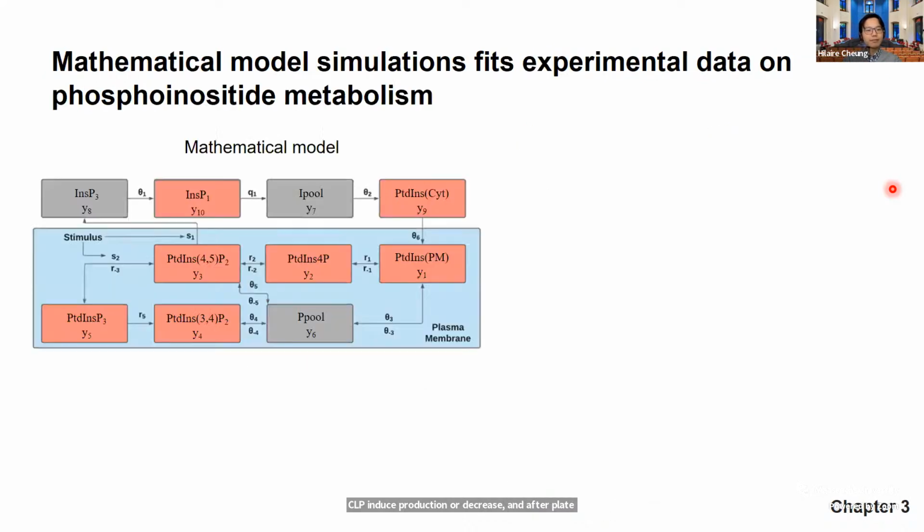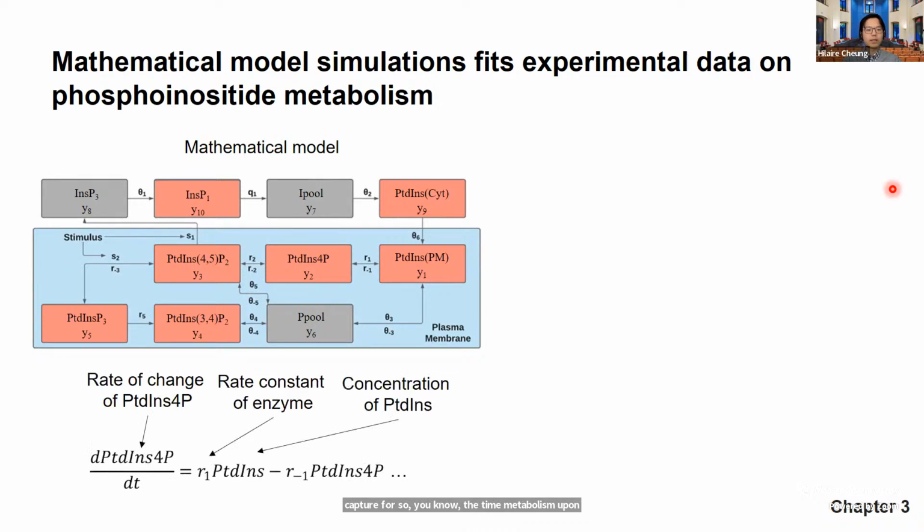Afterwards, we have developed a mathematical model to capture phosphoinositide metabolism upon CRP activation in GP6-induced platelet activation. In brief, each species in the model is represented by mathematical equations. For example, as seen here, the rate of change of phosphoinositide PI4P equals the rate constant of the conversion enzyme times the concentration of the PI. And these reactions would include phosphorylation, dephosphorylation, hydrolysis, or transport across compartments.